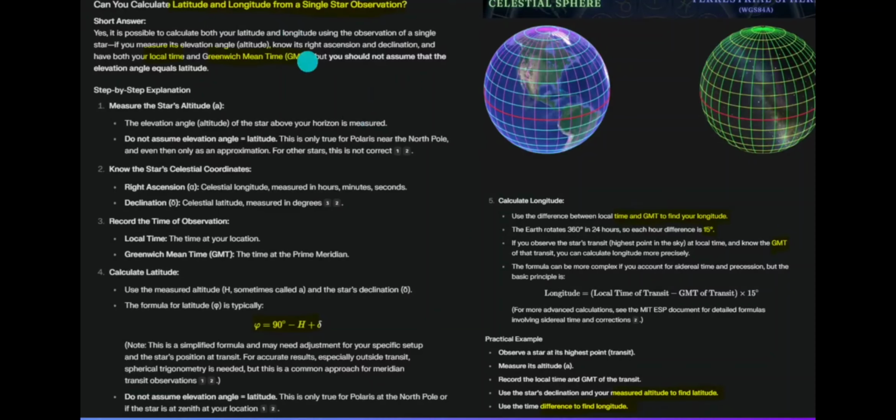But if you already knew, say, your latitude based on an elevation angle of a particular star, like Polaris, and if you happen to know your time to a degree of precision that you wouldn't normally have, then sure, you can actually do such navigation based on a single observation by assuming that latitude is the elevation angle. Of course, the preface would be don't do that. This is only true for Polaris and near the North Pole, which we know, which is fine.